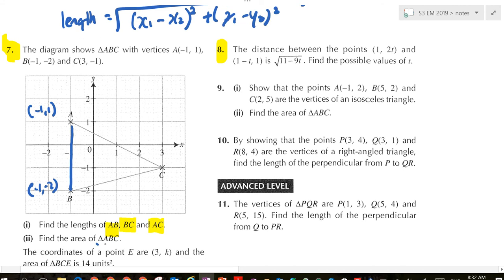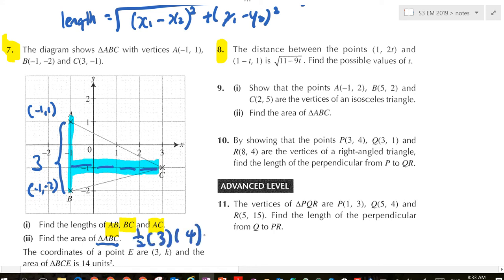Now next, area of ABC, very simple, half base times perpendicular height. Now let me highlight the height for you. Base, I will use this. Height, leh, I will use this. I don't need to use all the lengths. I just use the base times the perpendicular height. Go back to Sec 2 Emaths, you will see. So this length is 1 square, 2 square, 3 square. This length is 1 square, 2 square, 3 square, 4 square. So it's half times 3 times 4 equals 6.